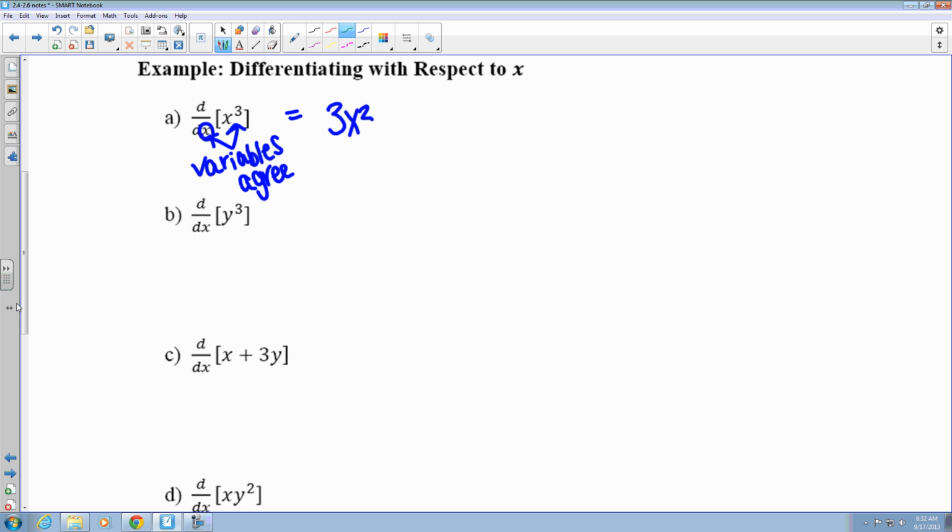Now in this case we have d dx of y cubed. Now the variables obviously do not agree on this one. So what you do is take the derivative like you normally would. This would be 3y squared, only this time when you take the derivative of a variable that you are not with respect to, then you have to add dy dx on the end. This means here we took the derivative of y in terms of x. You have to do that every time you take the derivative of anything other than x.